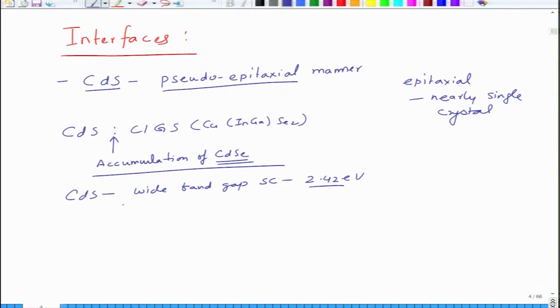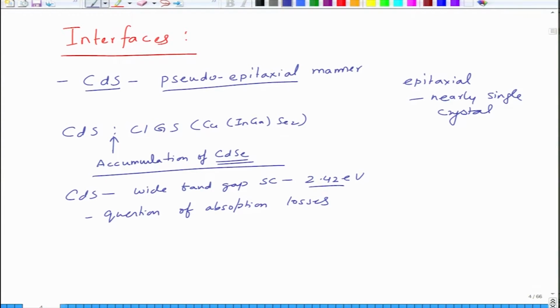This leads to some absorption loss in the cell current. So, there is a little bit of a question of absorption losses in the short wavelength range.